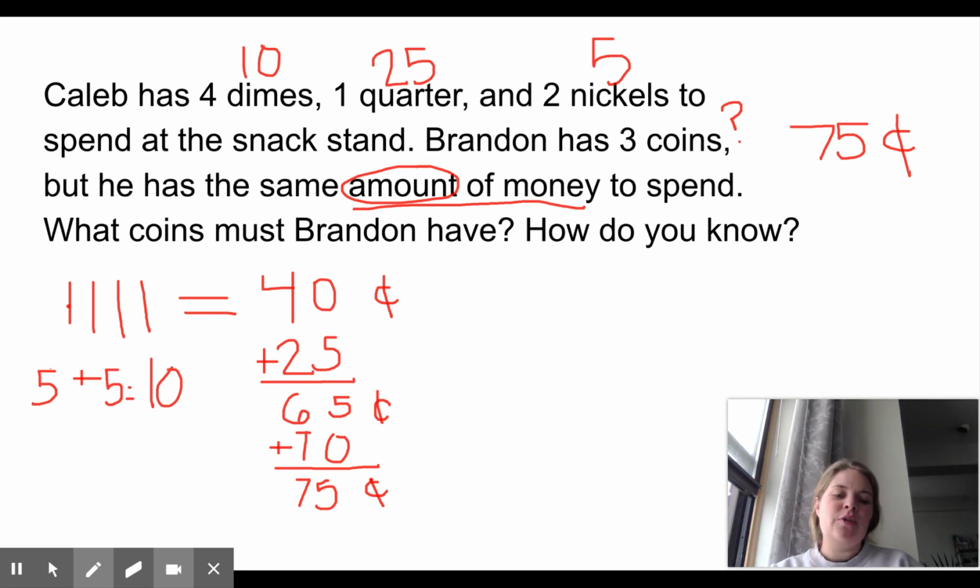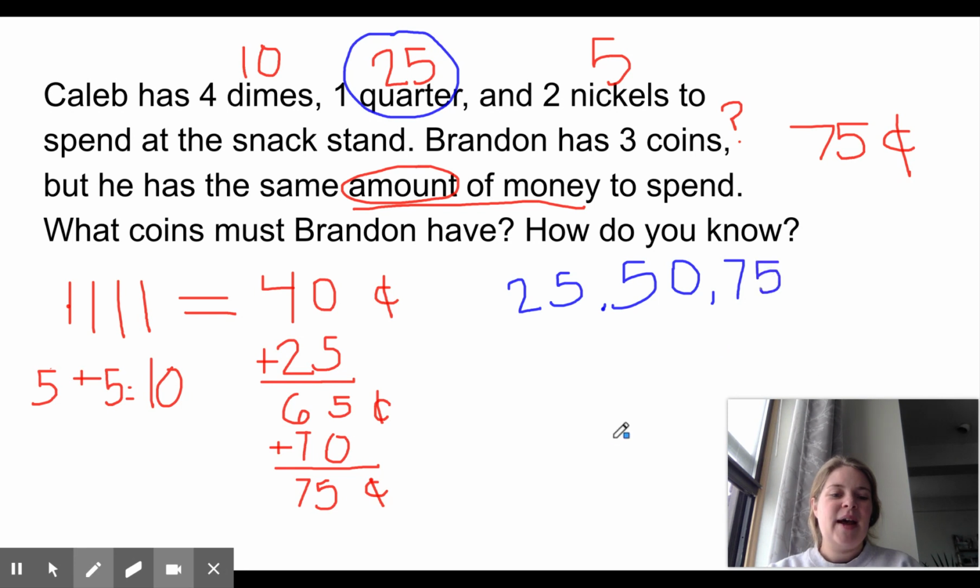What must those coins be? Second graders, we're going to go back to our ideas of skip counting for quarters. When we skip count quarters or 25, we go 25, 50, and then 75. So how many quarters would that be? It would be 1, 2, 3. So what coins must Brandon have?